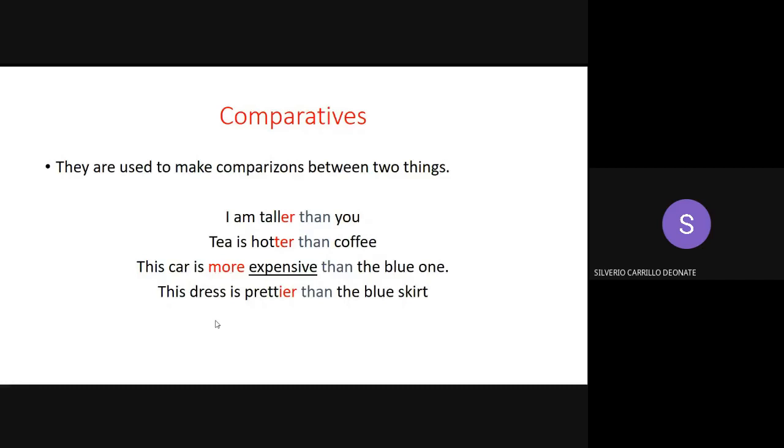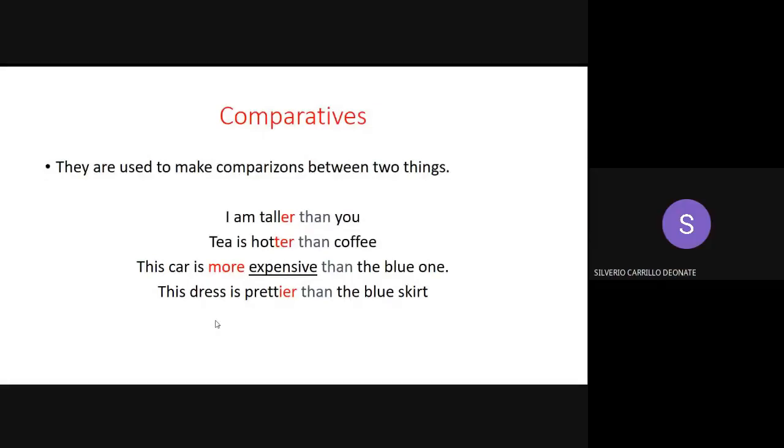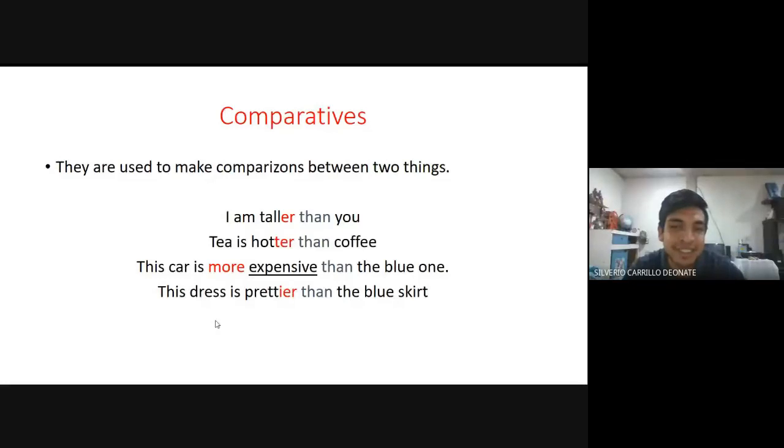In order for us to understand how this works, first example: I am taller than you. I am taller than you. Second example says tea is hotter than coffee. Number three says this car is more expensive than the blue one. The last example says this dress is prettier than the blue skirt. So in this case, we are not only observing the examples, but also the rules we need to apply according to each kind of adjective.